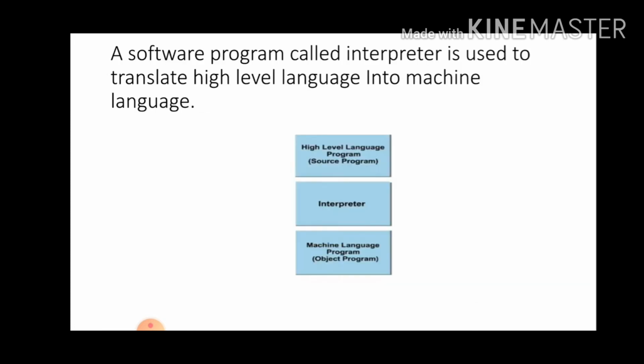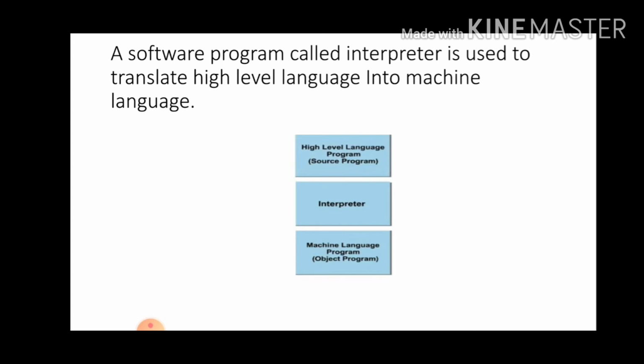A software program called an interpreter is used to translate high level language into machine level language. Again, here also we need an interpreter, because a high level language program consists of a source program, which was written in C, C++ and Java languages. That is known as a source program. The interpreter converts that source program into machine understandable language, which is known as the object program. Make sure that you understood this concept also.